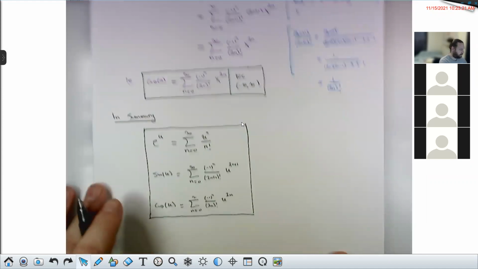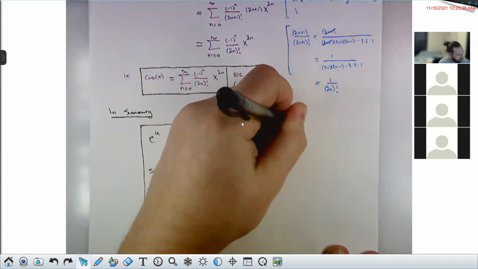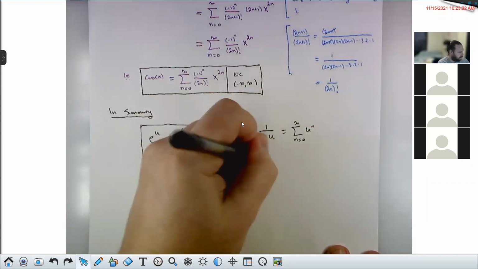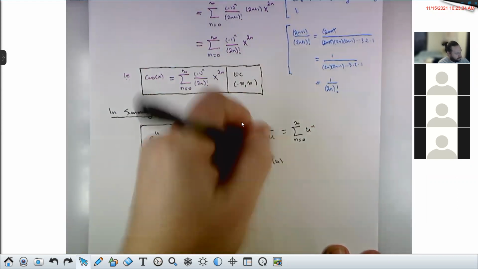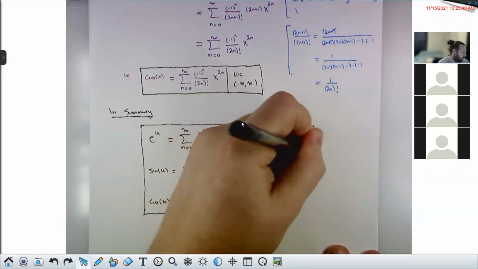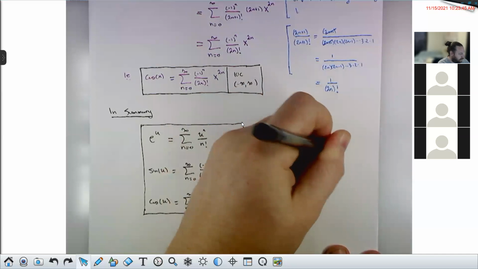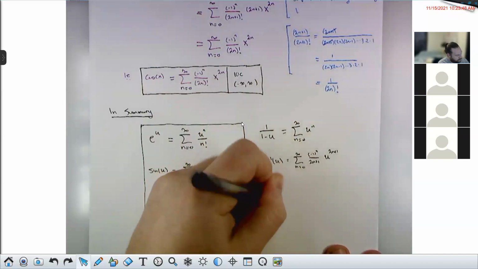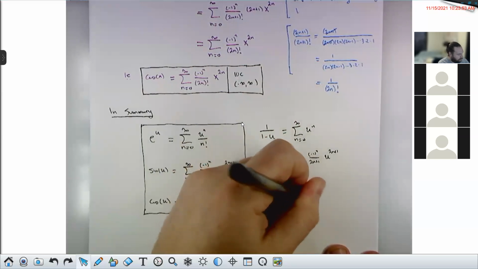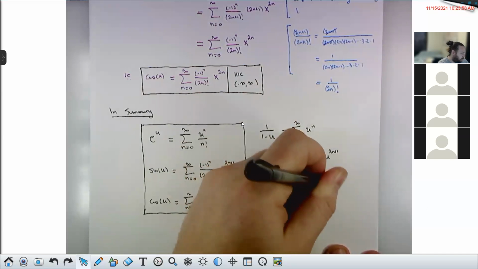Together with the other ones, we had 1/(1 minus u) is sigma n from 0 to infinity, u to the n. Inverse tangent of u is sigma n from 0 to infinity, negative 1 to the n over 2n plus 1 times u to the 2n plus 1. And the natural log of 1 plus u is sigma n from 0 to infinity, negative 1 to the n over n plus 1, u to the n plus 1.